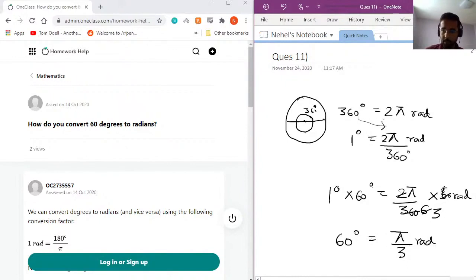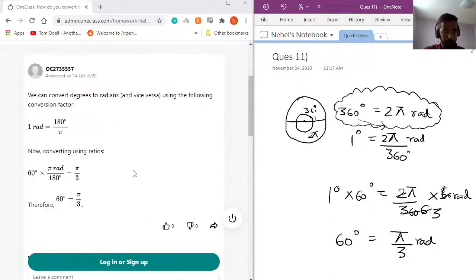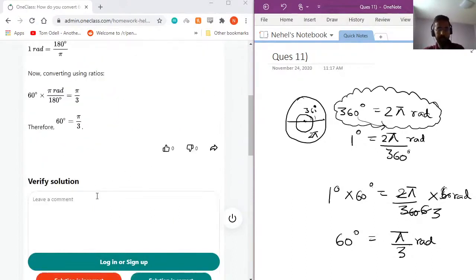I think the key principle which we need to know and remember is that 360 degrees, if we go all the way around a circle, we have gone around 2 pi. So this angle is also equal to 2 pi radians. And from that, we can go ahead with our conversion. Okay. Perfect. The solution is correct.